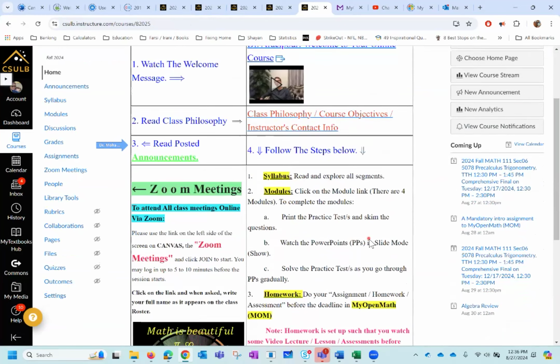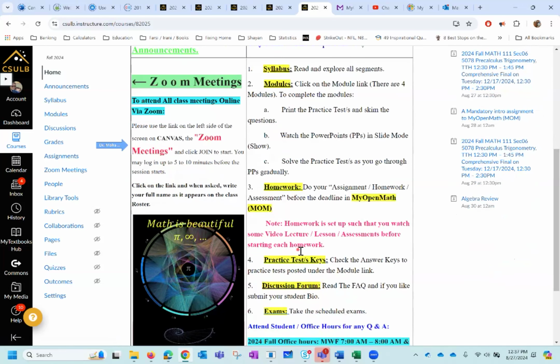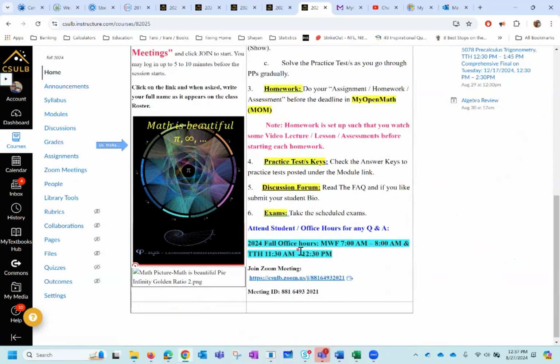The next one, number 4, so we just follow the numbers. Number 4 discusses the syllabus, modules, and so forth. Before we move on, I want to go to the end of the page and show you this is where you attend the office hours if you have any questions. Office hours. And that's the Zoom link for it.